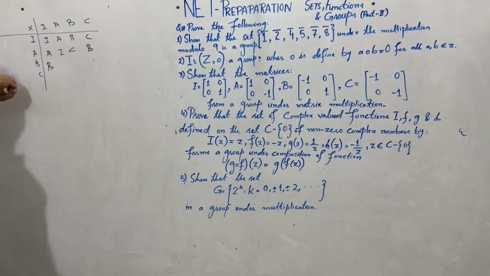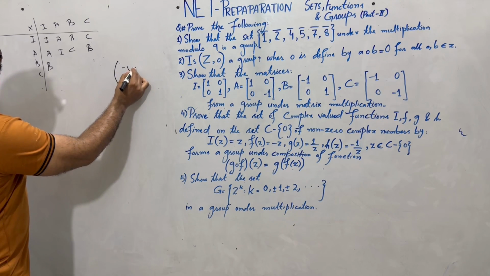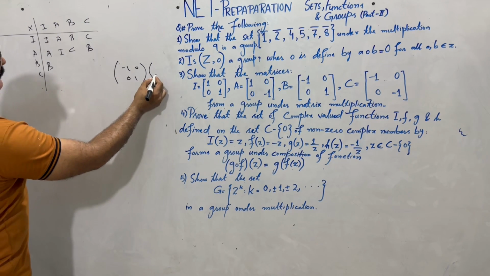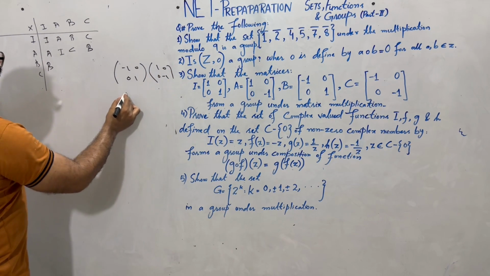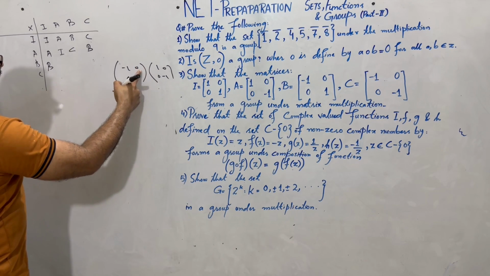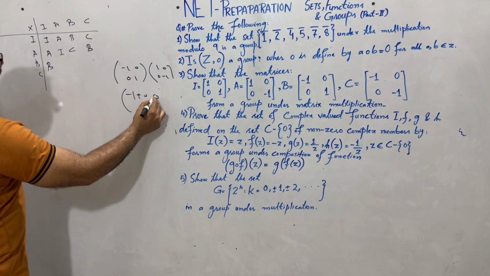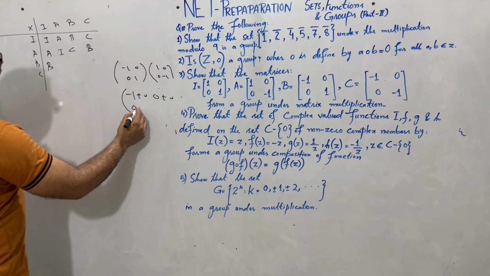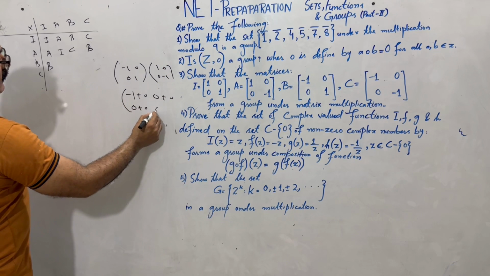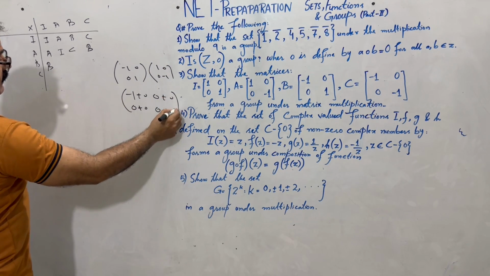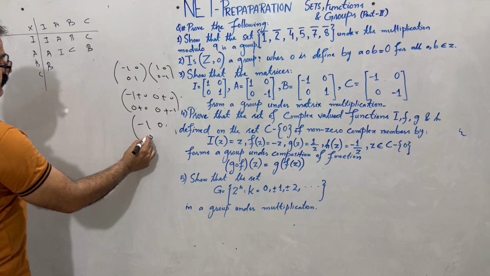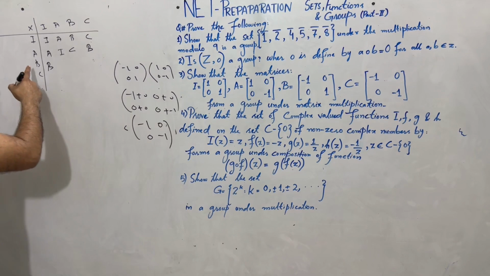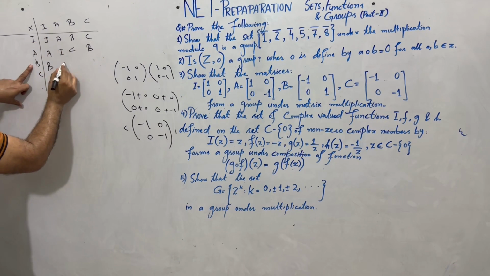Now I have B times A. What is our B? [-1 0; 0 1]. And A is [1 0; 0 -1]. Minus 1 plus 0, that's our 0 plus 0. It's 0. 0 times 1, 0, 1 times 0, 0. That is 0 times 0, 1 times minus 1 is minus 1. We will get [-1 0; 0 -1]. It's equal to what? It's equal to C. So B times A is C.